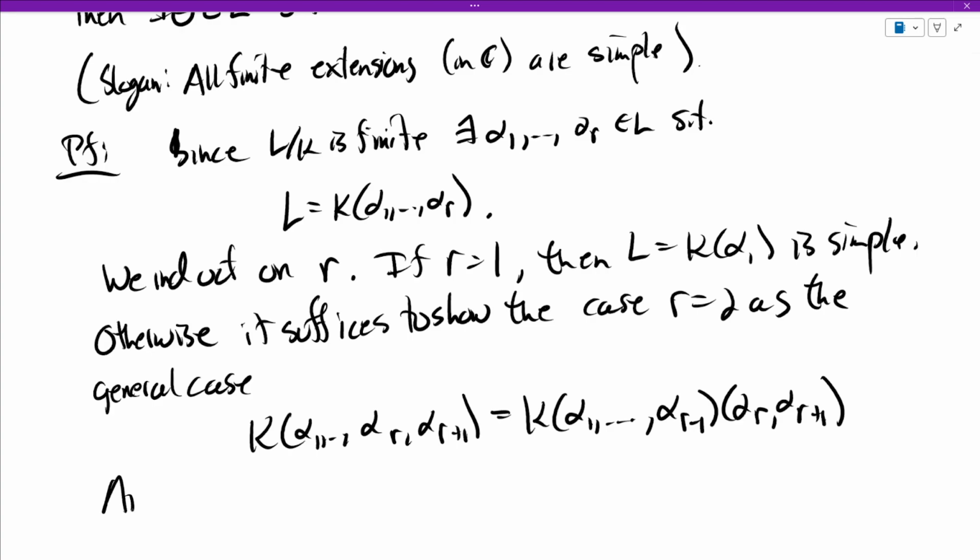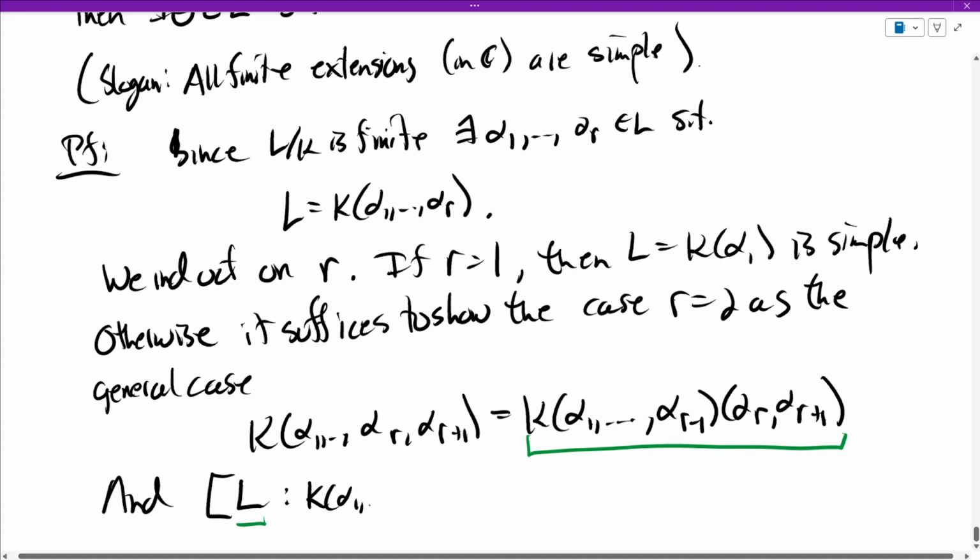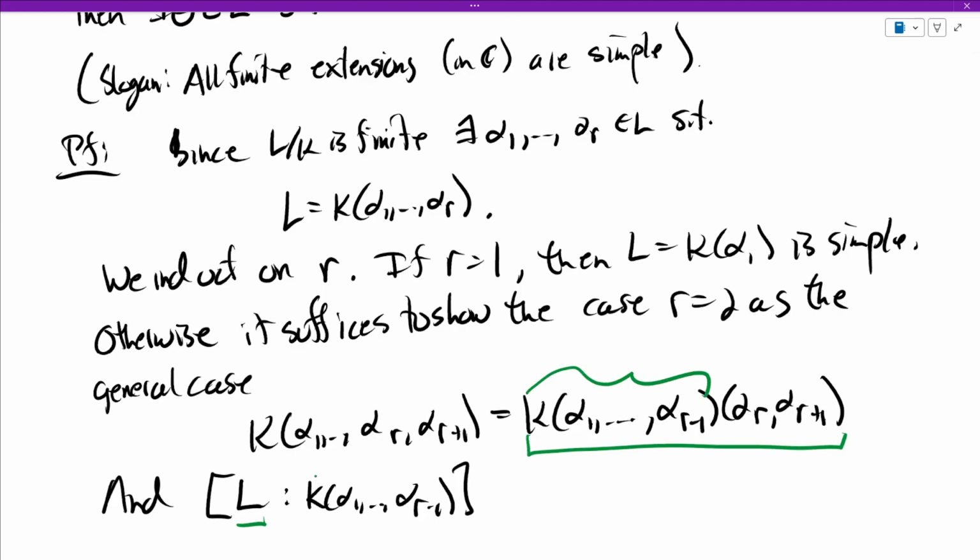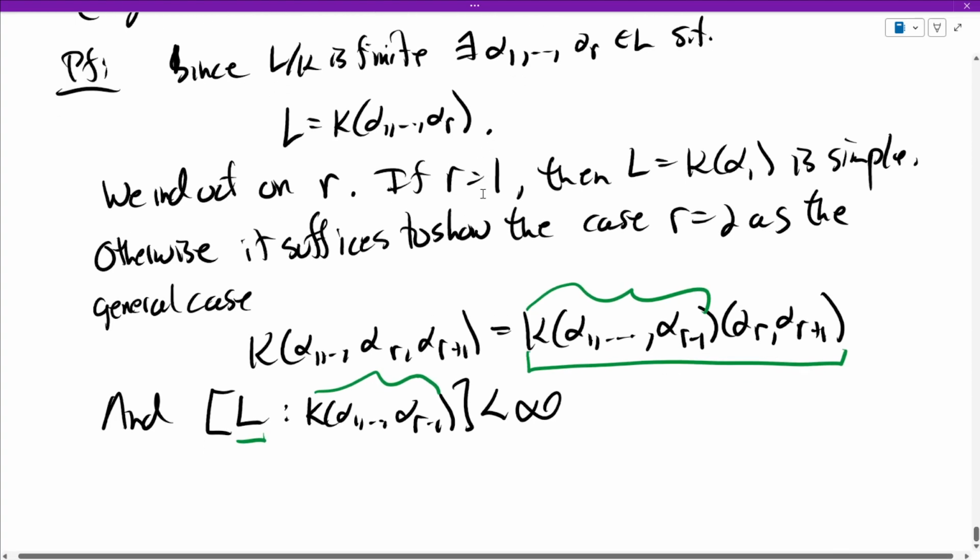And the extension L, which is the big guy, over K adjoin alpha 1 through alpha r minus 1, which is this one, is finite by the tower law, right? This number divides the degree of L over K. So if we can prove it for 2, then we know that by induction it's true for r minus 1.